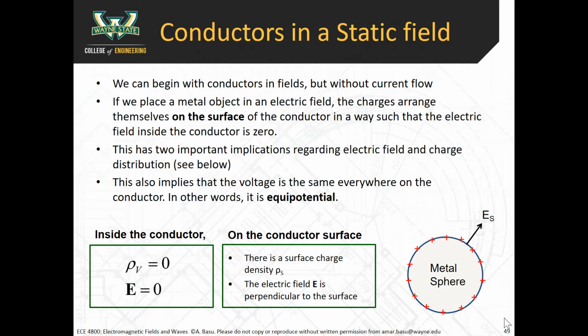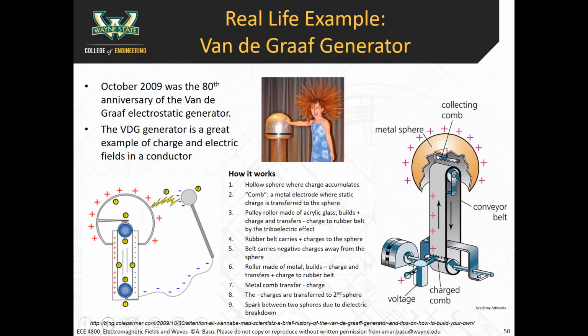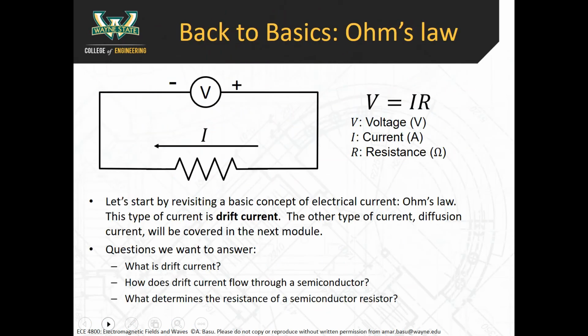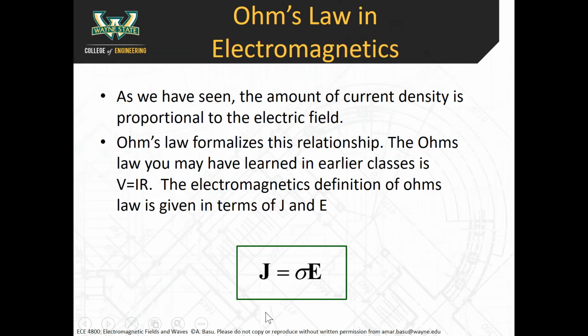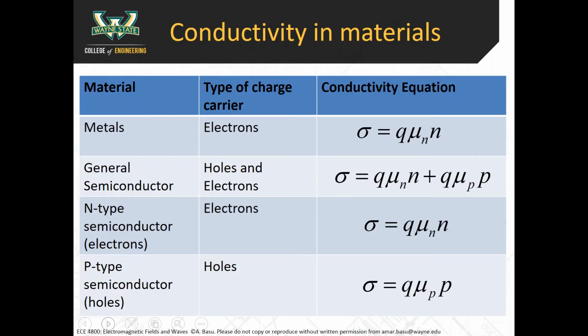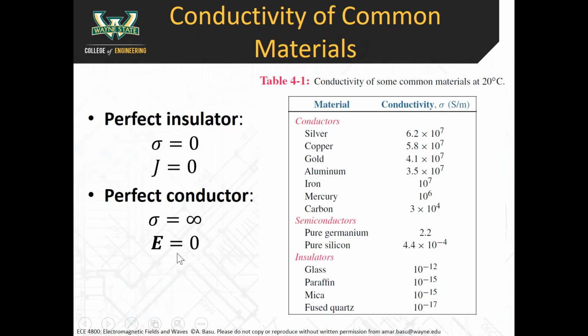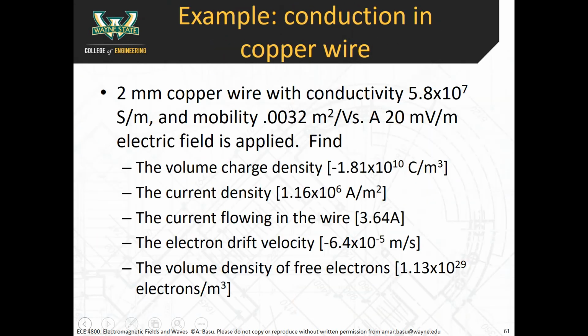Another way to think about it, and we'll get to this in a second, is that J is equal to sigma times E. In a conductive material, this sigma is infinite, and so the current density becomes 0. In a perfect conductor, the sigma goes to infinity, and the electric field basically goes to 0. Okay, we'll come back to that in just a second.